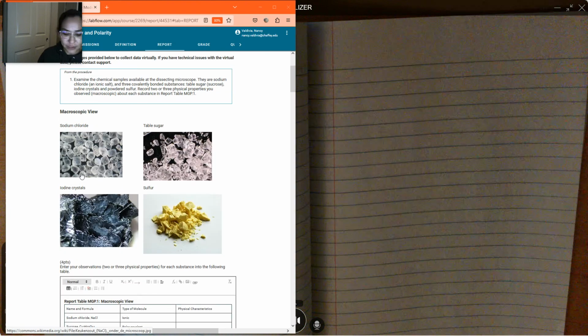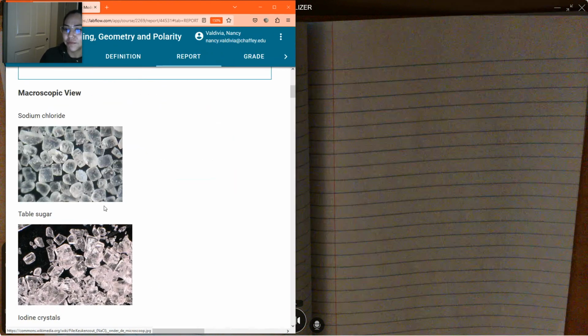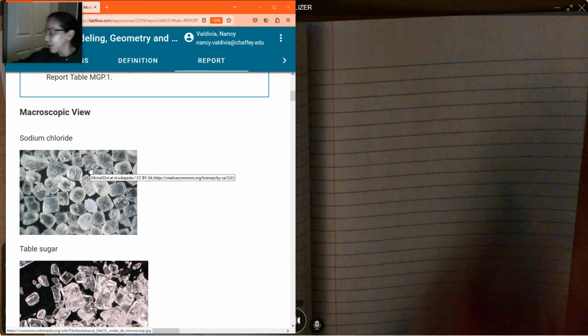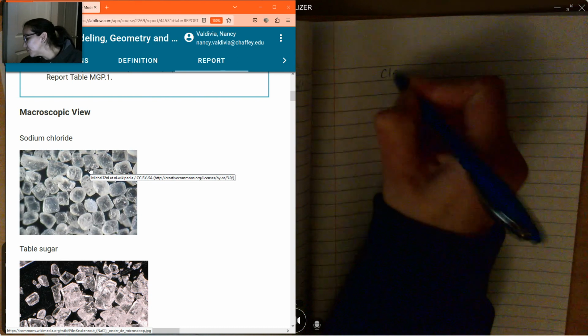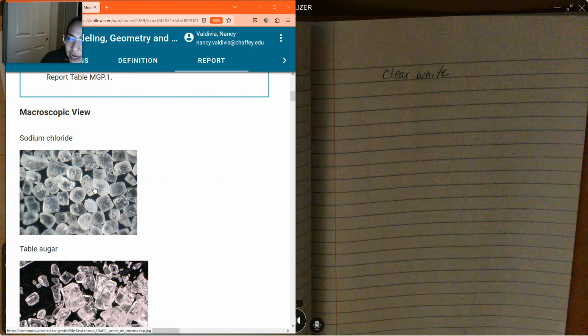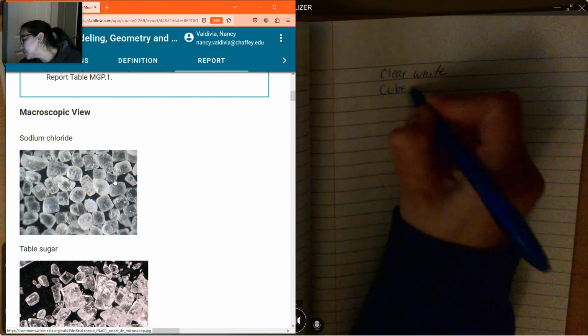Now, if I look at sodium chloride, I could see that it is white, right? You guys can see that it has like white. It's a bit whitish clear, actually, so clear white. So I'm going to write clear white. And the other thing I noticed is that these are all little cubes, right? Look at that. They form little cubes. Here's one side, another, two. So it's cube shaped.